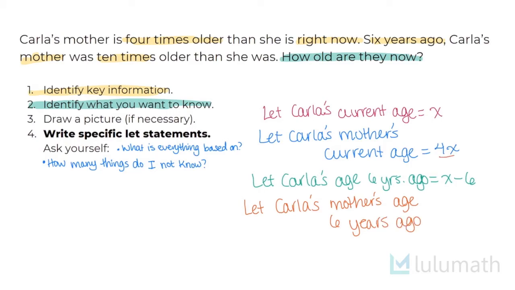And if her current age is 4x, then her age 6 years ago would be 4x minus 6. All right, so these are the 4 things that we don't know. So we're going to use that information to write our equation.